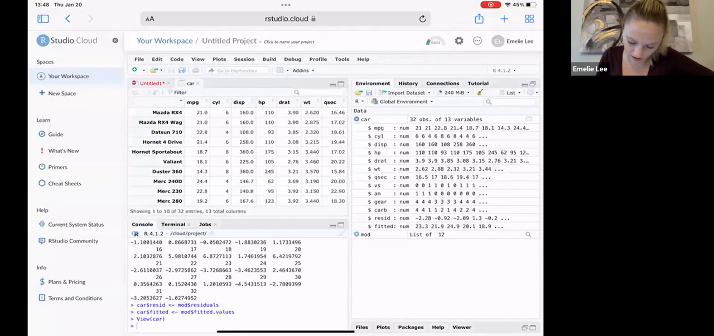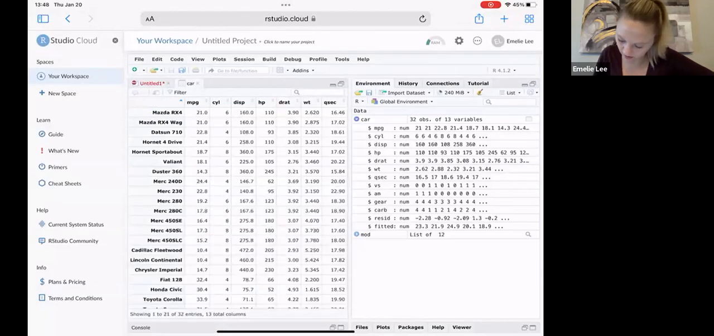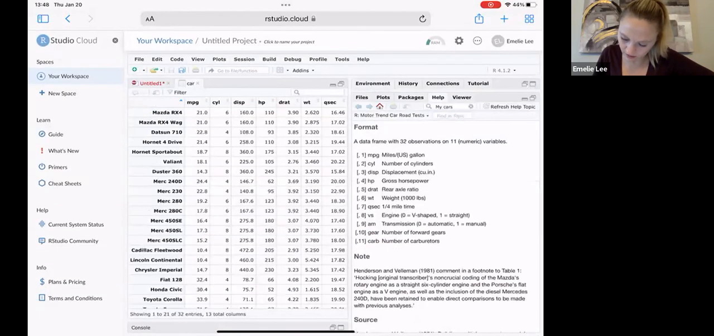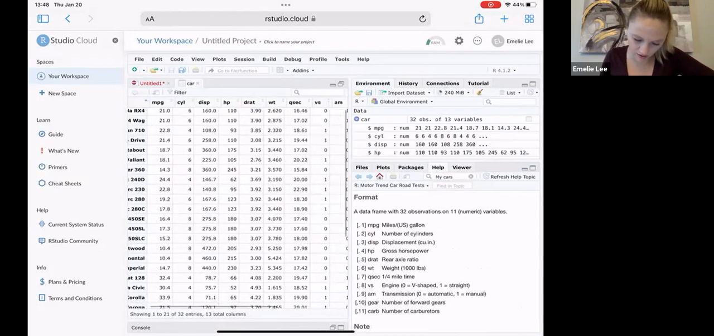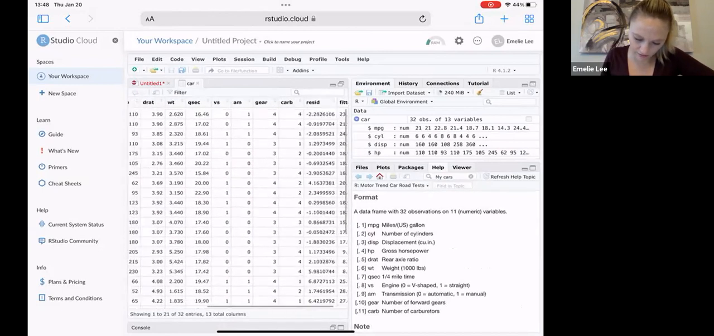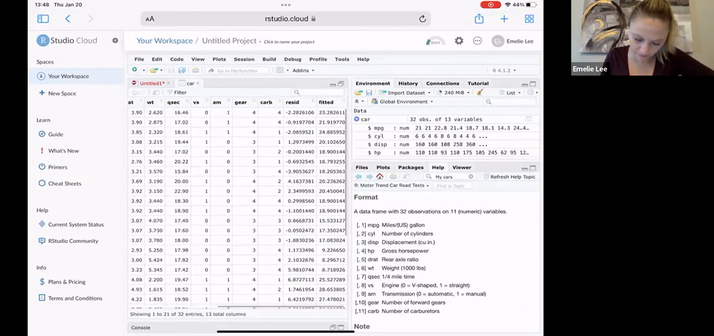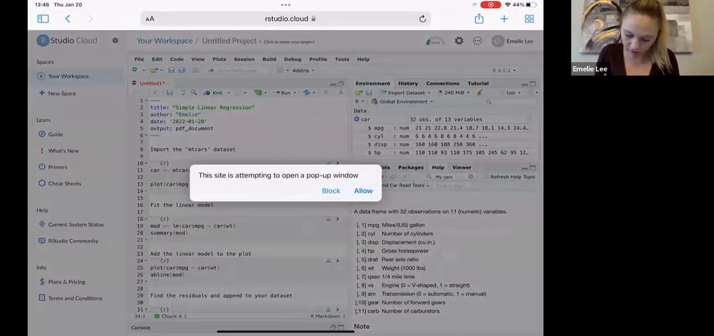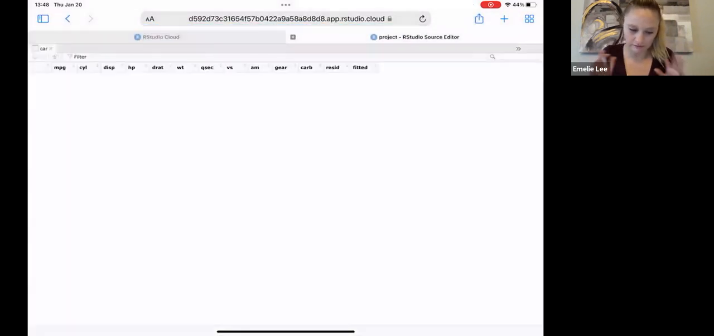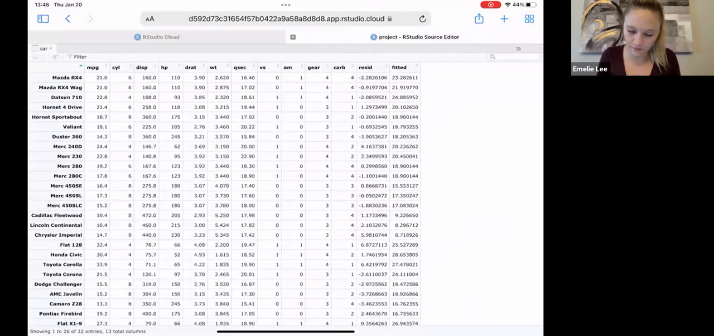Okay. And how can I make it larger? I can't seem to bring it over. How can I, oh, maybe like this. Okay, good.